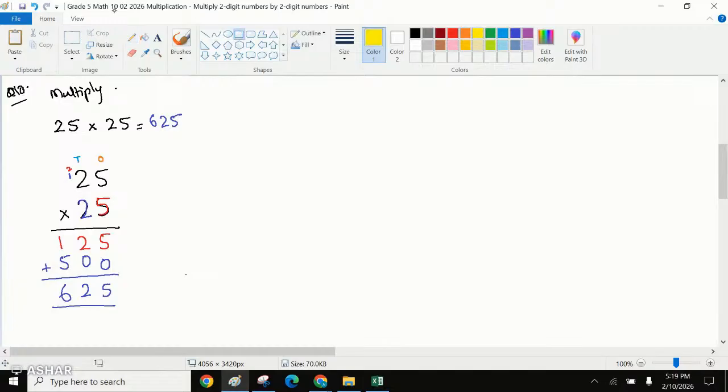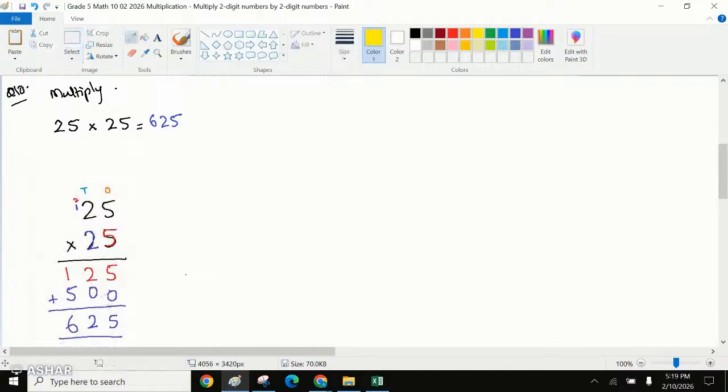Agreed? We also have another term for it. I'll use the term so that we will understand next time when we are doing similar questions. If this was the answer, we can also say the square of 25 is 625. That means whenever we say the term square in multiplication, it means a number is multiplied by itself.